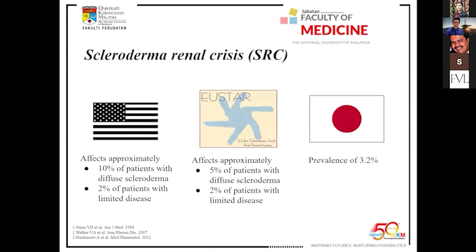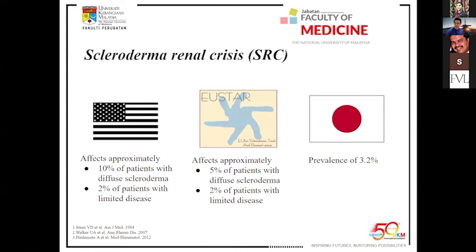So, what is the incidence of scleroderma renal crisis now? If you look at the US, it mostly affects the population with diffuse scleroderma instead of limited disease. So in the US, 10% of the diffuse scleroderma patients might have SRC, and 2% of the limited disease will have SRC. In the European population, 5% of the scleroderma patients with diffuse involvement might have a scleroderma renal crisis, and 2% of the limited disease will have a scleroderma renal crisis.